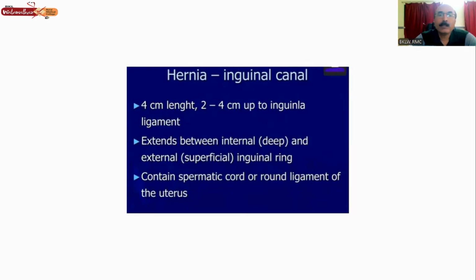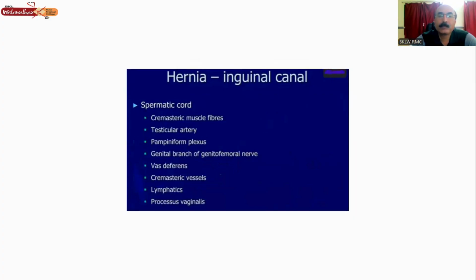Looking at the anatomy of the inguinal canal, it is 4 centimeters in length, lying 2 to 4 centimeters above the inguinal ligament. It extends between the internal inguinal ring and the superficial inguinal ring. It contains the spermatic cord in males and the round ligament of the uterus in females. The spermatic cord itself contains cremasteric muscle fibers, testicular artery, pampiniform plexus, genital branch of the genitofemoral nerve, vas deferens, cremasteric vessels, lymphatics, and processus vaginalis.